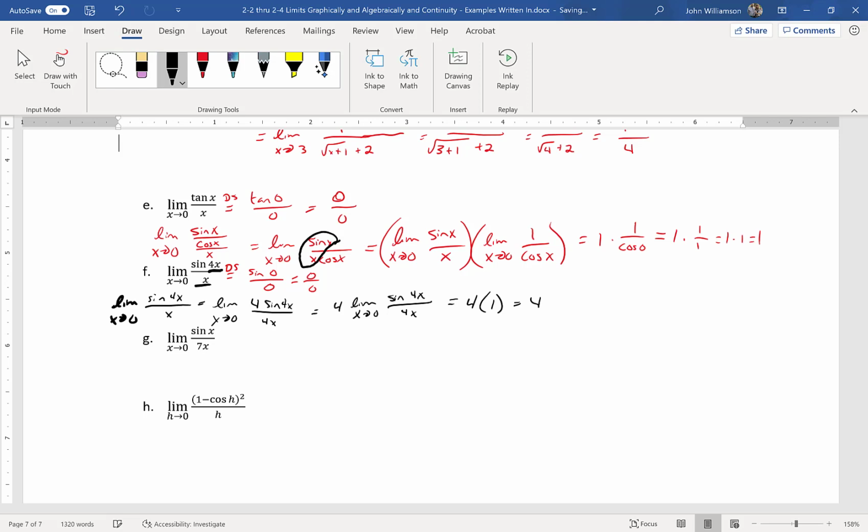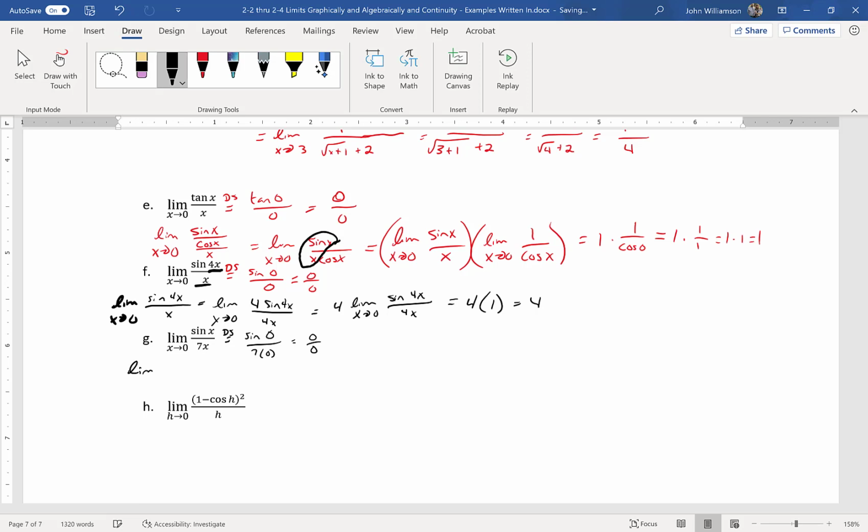Alright, g is very similar, so limit as x is approaching 0, sine x over 7x. Now our issue is they still don't match inside sine in the denominator, but now we've got this extra 7 here, right? But remember, what is 7? It's a constant. And I can go ahead and tell you, if you direct sub into this, you're going to get sine of 0 over 7 times 0, which is still going to be 0 over 0. You still got to show me that.